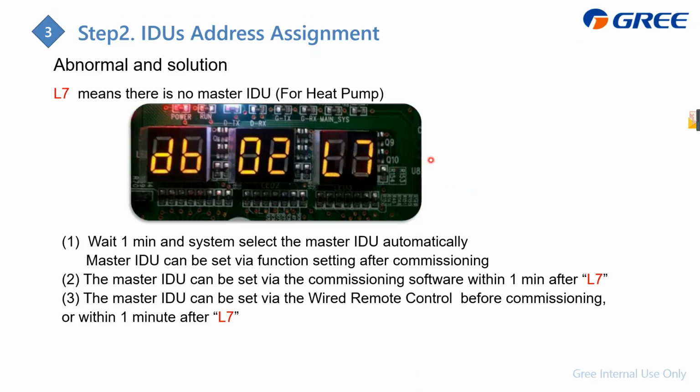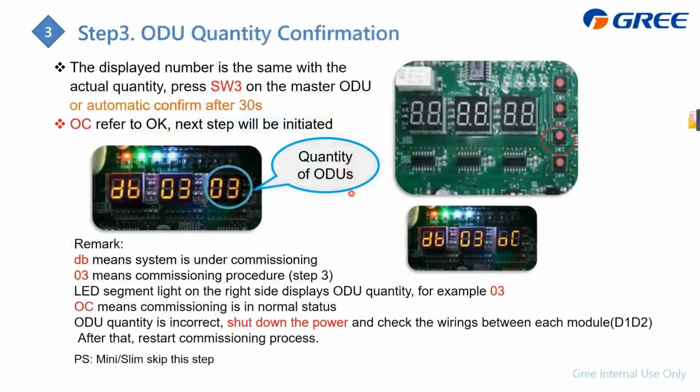If L7 is displayed, it means you haven't set the master indoor unit. Under this condition, we should set the master indoor unit. You can set it through the commissioning software, and also through the wired remote controller. And if you haven't set it, don't worry, the unit can automatically set one indoor unit as the master indoor unit, and then we'll come to step 3 automatically.